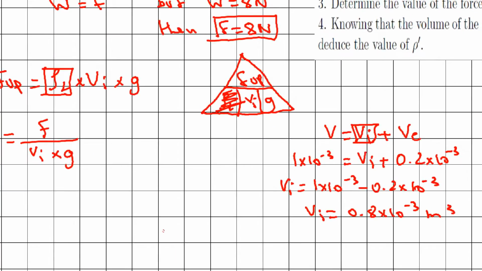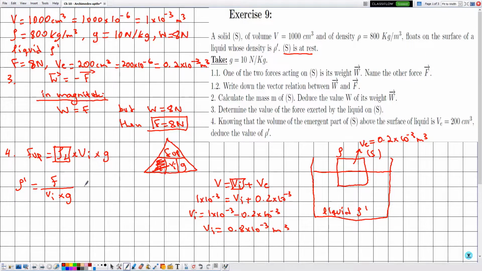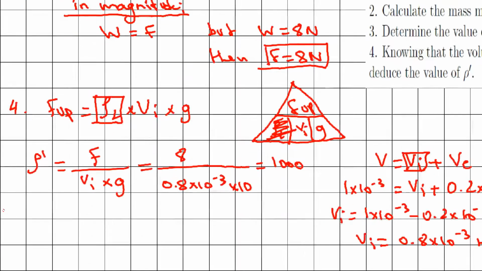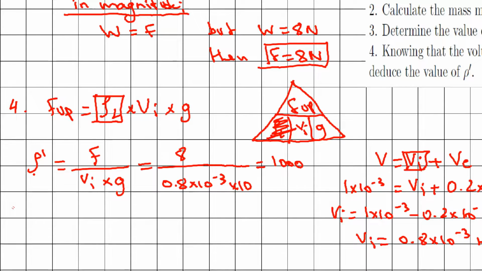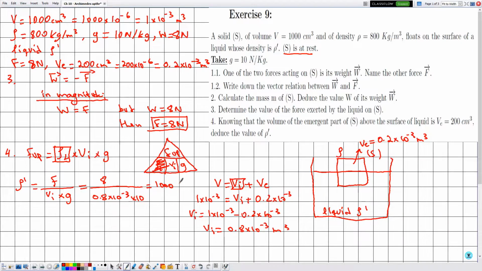Now after we have determined the immersed volume, we can plug it into this fraction. So the value of F is given by 80 and the volume Vi is given by 0.8 times 10 to the power minus 3. The value of G is given by 10. Plugging this on the calculator, it will give us 1000. Since everything is expressed in the SI, the value of rho prime will be expressed in the SI, which is kilogram per meter cube. So the density of the liquid, which is denoted by rho prime, is given by 1000 kilogram per meter cube.